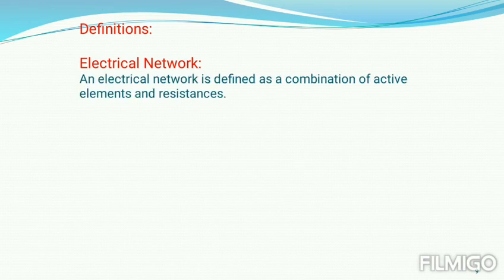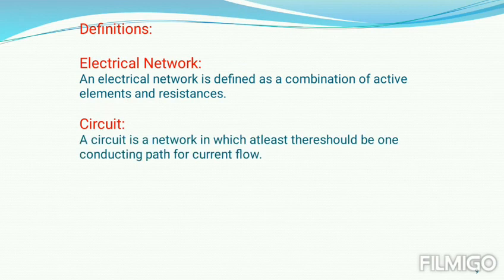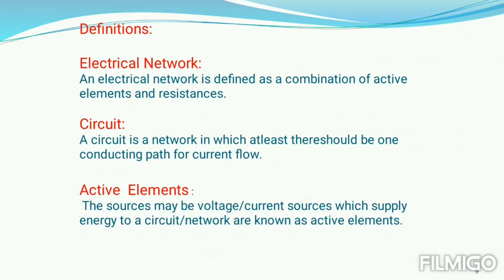Now let us go with some important definitions of our electrical circuits. First, let us see what is an electrical network. It is defined as a combination of some active elements and resistances. And circuit: circuit is a network in which there should be at least one closed path for the flow of current. Of course, it is also a network, but there should be at least one closed path. Hence, we can say that all circuits can be considered as electric networks, but all networks may not be circuits.